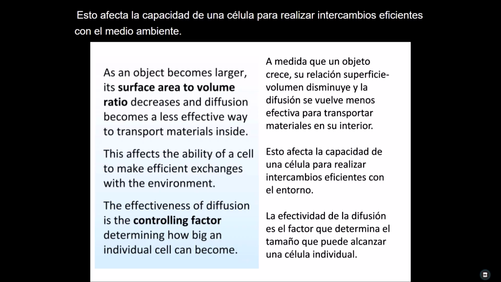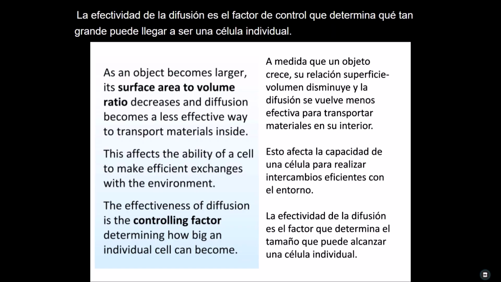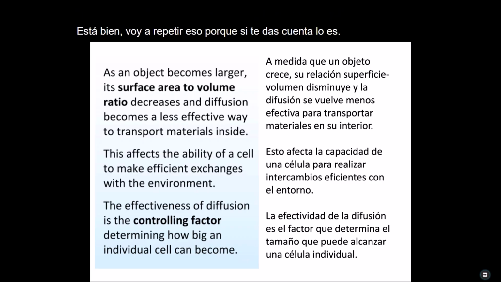The effectiveness of diffusion is the controlling factor determining how big an individual cell can become. Okay, I'm going to repeat that because if you notice it is bold, probably something to make sure that you know. The effectiveness of diffusion is the controlling factor of how big an individual cell can become.